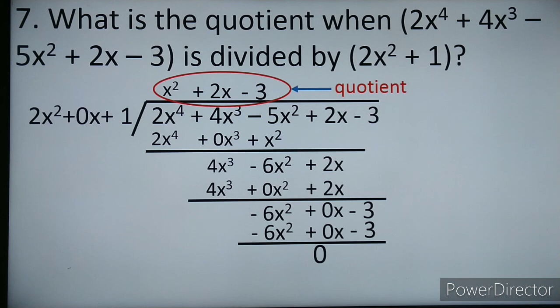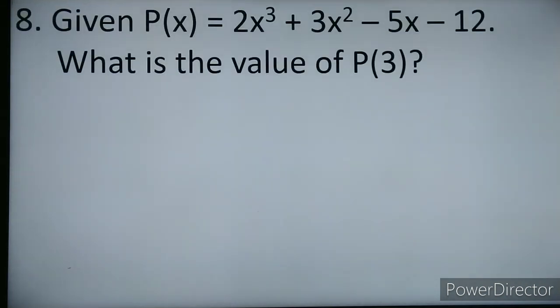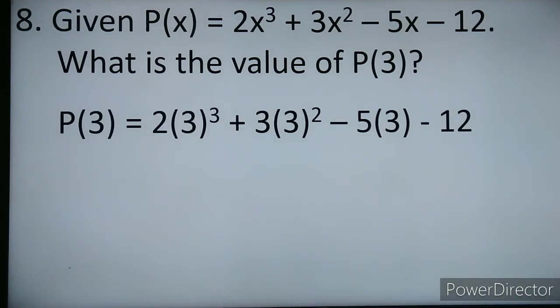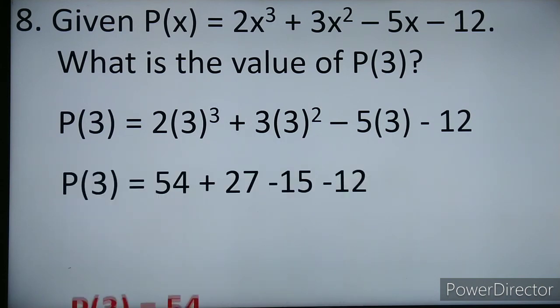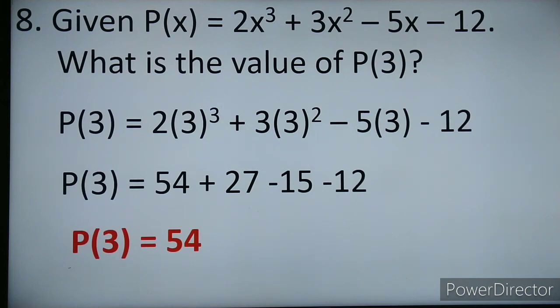Okay, last question. Number 8. Given p of x equals 2x cubed plus 3x squared minus 5x minus 12, what is the value of p of 3? So all you have to do is substitute 3 to p of x. So let us see the solution. Then simplify. So the answer p of 3 is equals to 54.